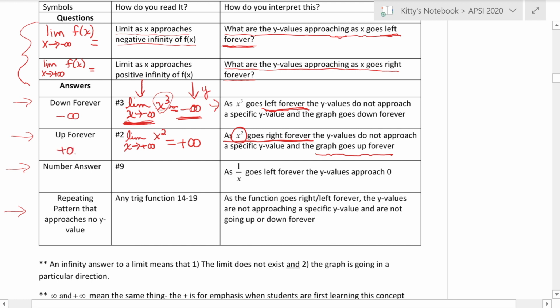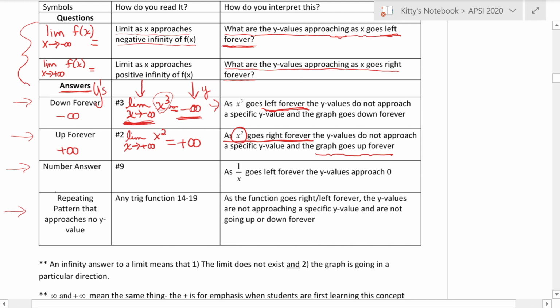So your answers are the y's. Sorry, let me write that again. The answers are the y's. If your y's go down forever, then your answer is negative infinity, and that means I don't have a stopping place. I'm going down forever. And if it's up forever, the answer is positive infinity.